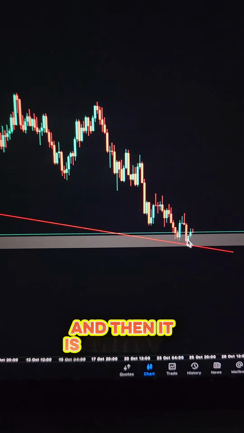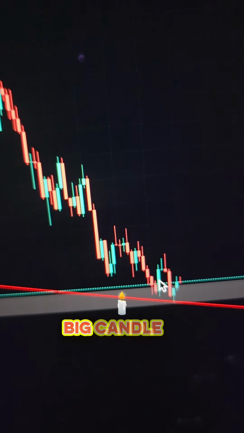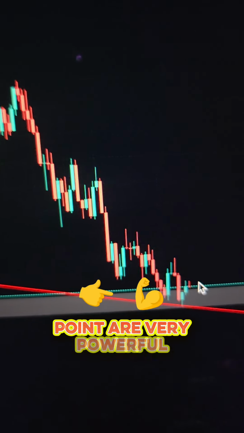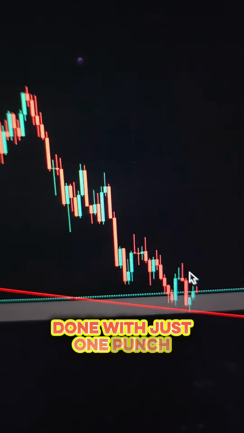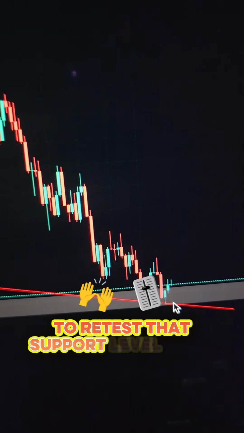And then it was already rejected once when the market created this big candle. It was rejected. So it means bulls at this point are very powerful, but then the fight can never be done with just one punch. The bears had to push the market back down to retest that support level, right?